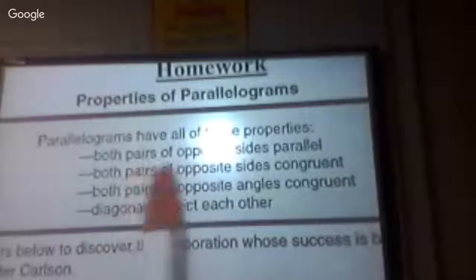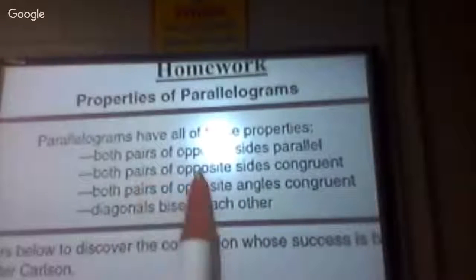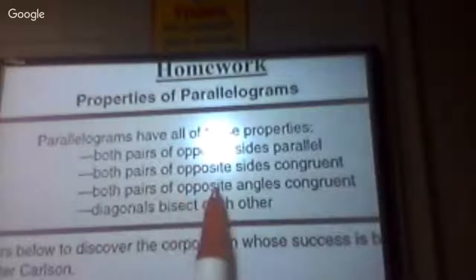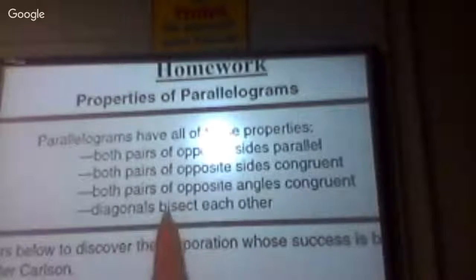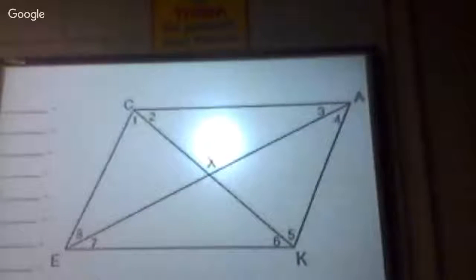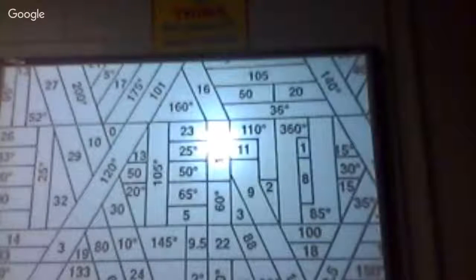Okay, now, you're going to use these properties of parallelograms. Parallelograms have all these properties. Both pairs of opposite sides are parallel. Both pairs of opposite sides are congruent. Both pairs of opposite angles are congruent. And the diagonals bisect each other. So use these properties to help you solve for this parallelogram and shade all of these answers. You'll find the answers in here and it'll come up with some type of design. So use a pencil, more than likely. All right, there's 16 problems on this. I haven't gave this to you. I'm getting ready to now.